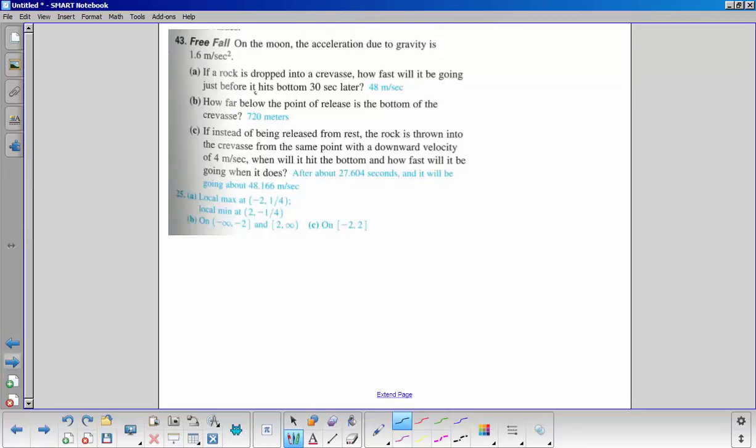All right, here we go. Moving right along. Number 43. On the moon, the acceleration due to gravity is 1.6 meters per second squared. If a rock is dropped into a crevice, how fast will it be going before it hits the bottom 30 seconds later? Fast is the speed, right? So I need a velocity equation, yes? Well, or a position, right? Velocity is going to equal, am I giving it any velocity if I just drop it? The initial velocity is what? 0.